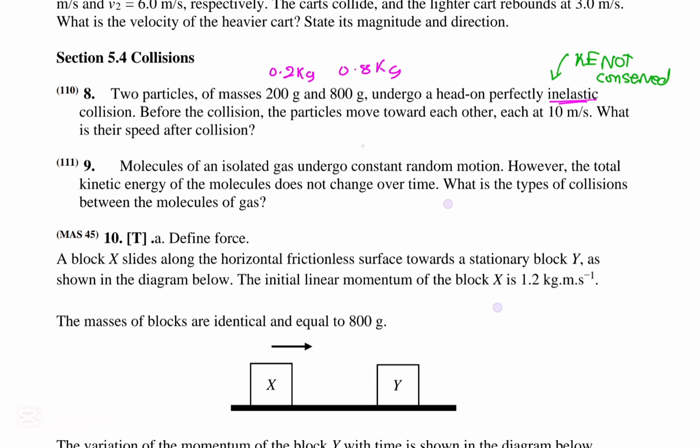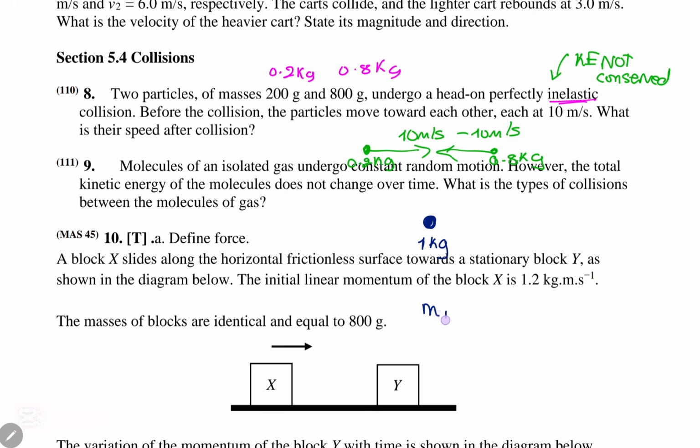Before the collision, let's draw what's happening. We have, for example, the 0.2 kg moving towards the 0.8 kg, and the 0.8 kg is moving towards the 0.2 kg. Both of them are at 10 meters per second. So if that's 10 meters per second, the other is at minus 10 because they're both going towards each other. Now, what's their speed after collision? Here we need to find it. They will collide and form one body of combined mass 1 kg. Now we need to find the speed and the direction of this.